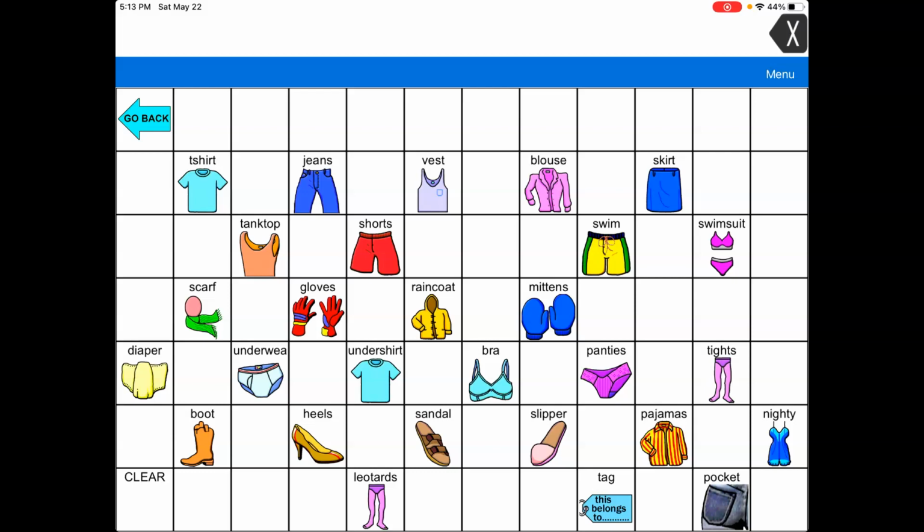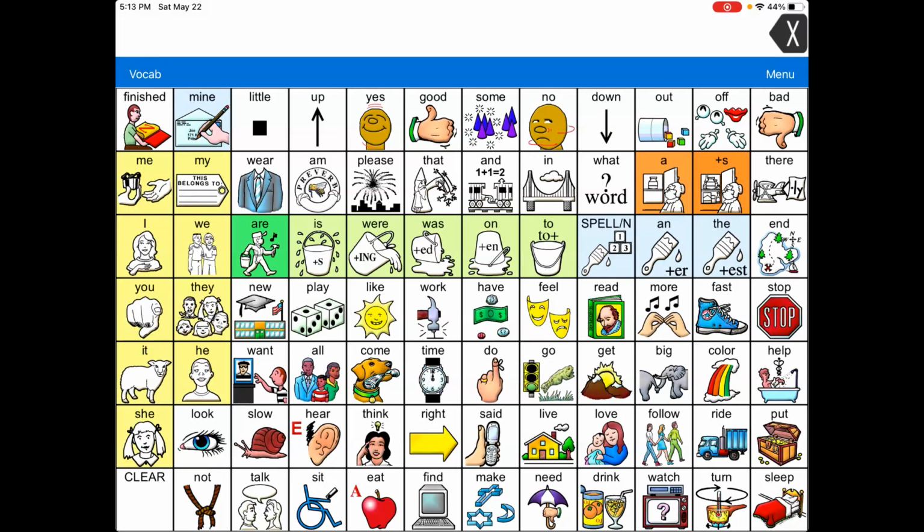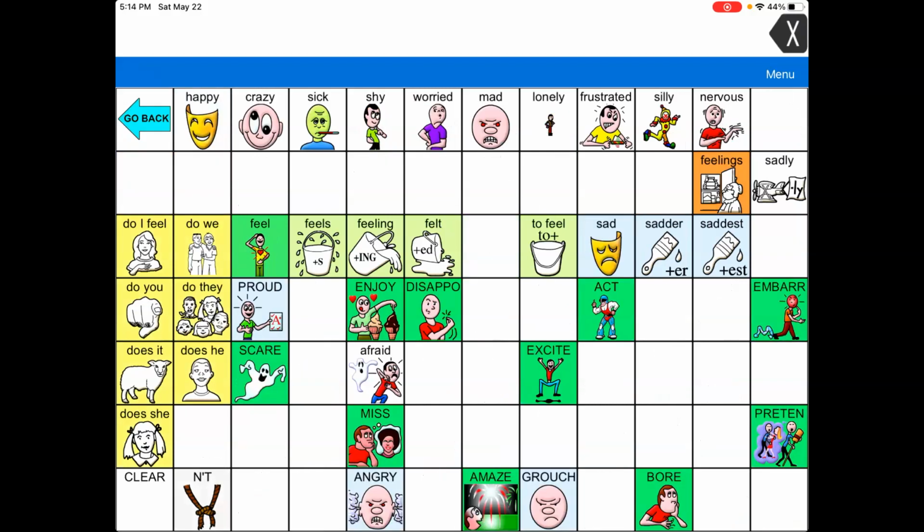Okay. All right. So let's skip down the column just a little bit. If you look in the middle row and go across, you'll see that there's a feel button. There's 2 masks, one's happy, one's sad. Those are our emotion words. And you can see if you go into there that we've got lots of emotions at the top. Plus we have lots of other verbs that go with emotions like enjoy, excited, embarrass, bored, amazing.